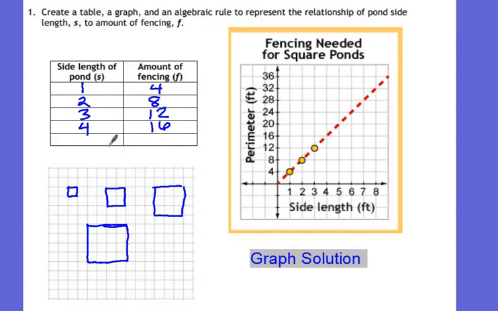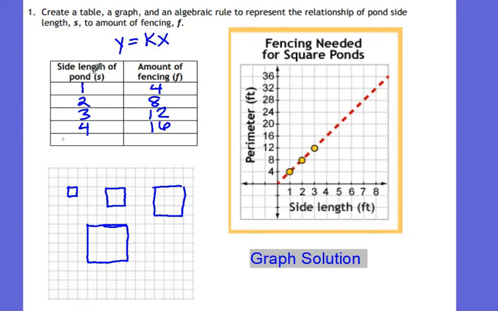Okay, looking at our graph, is this fencing instead of tile, is fencing proportional or non-proportional? Well, we can tell that it is going to be proportional because it's going through the origin and it's a straight line, so I know it's proportional. So I know my equation needs to be in the form y equals kx. I don't need a plus or minus because I'm starting at 0.